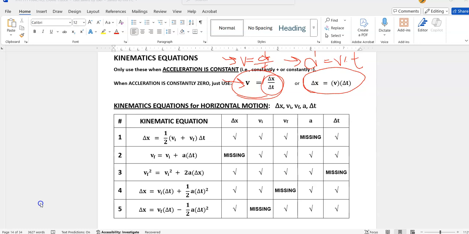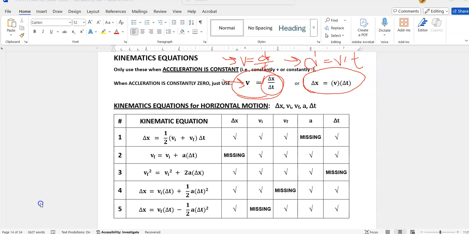For most of these problems, it's not going to matter whether you think of it as distance or displacement, or whether you think of it as velocity or speed, because in most of these problems we're going to give you, the direction is the same all the time. So you're always going to the right or to the left, so it doesn't really matter which formula version you use. They work the same way. So use these if the acceleration is zero.